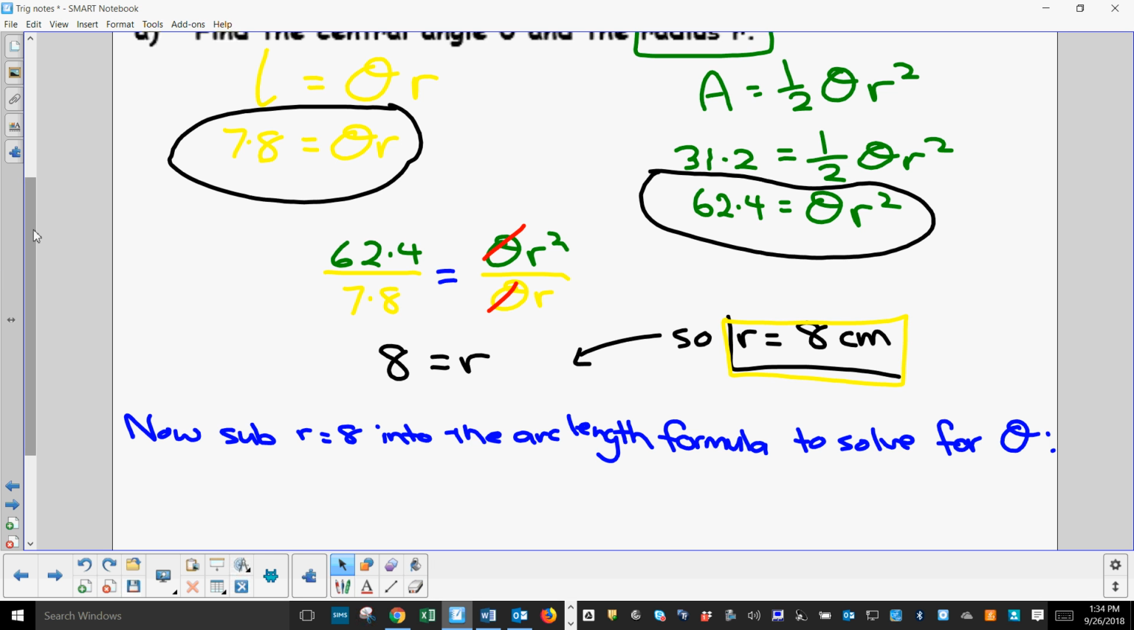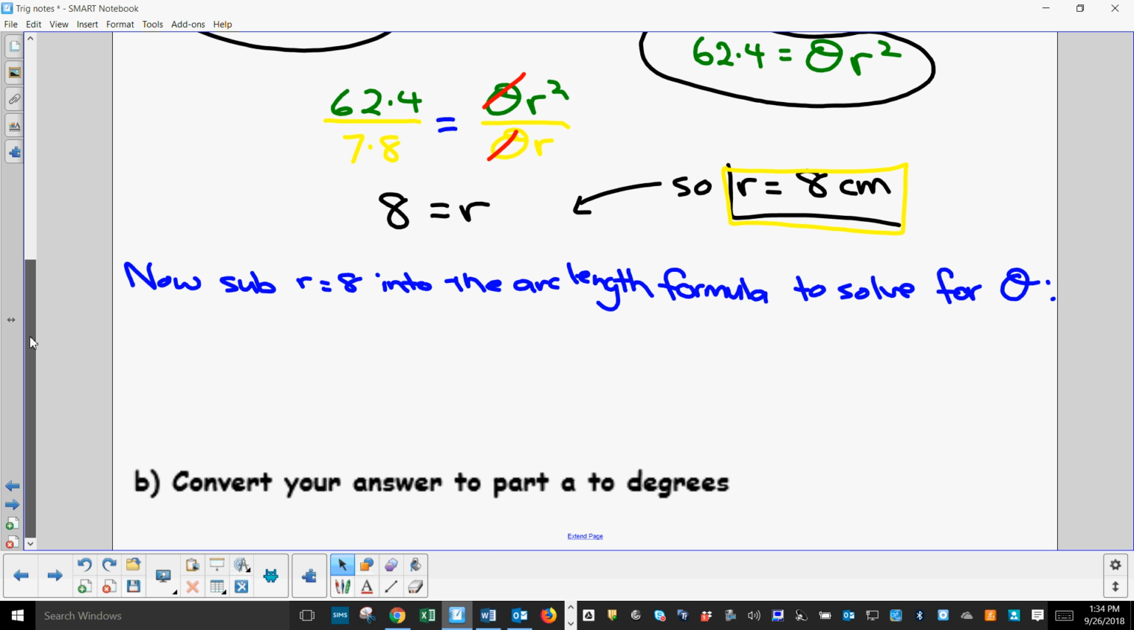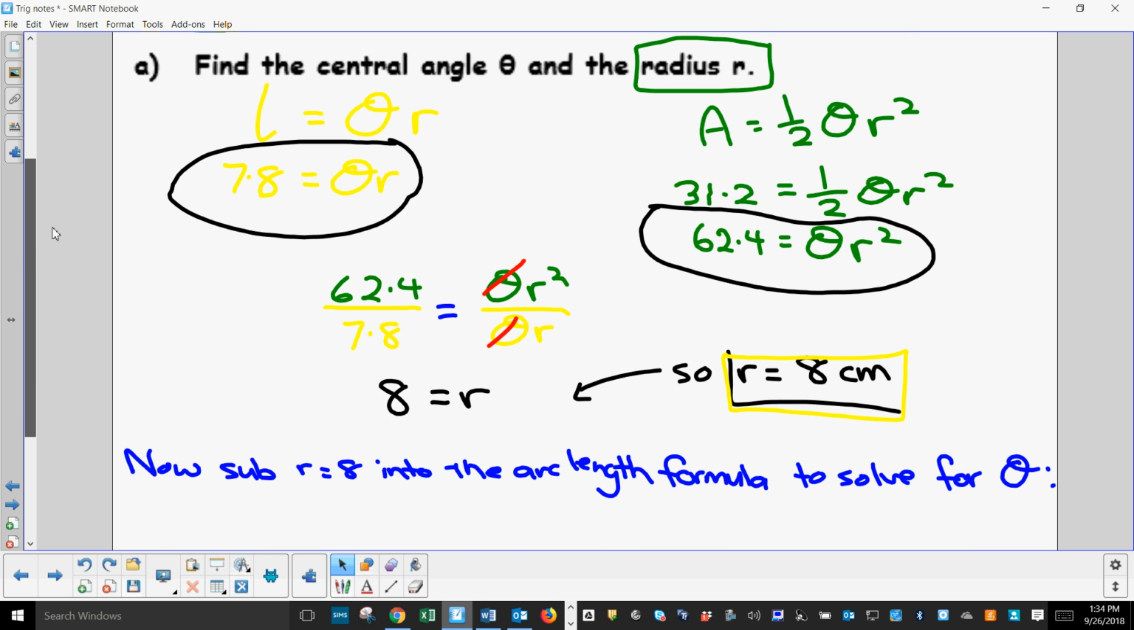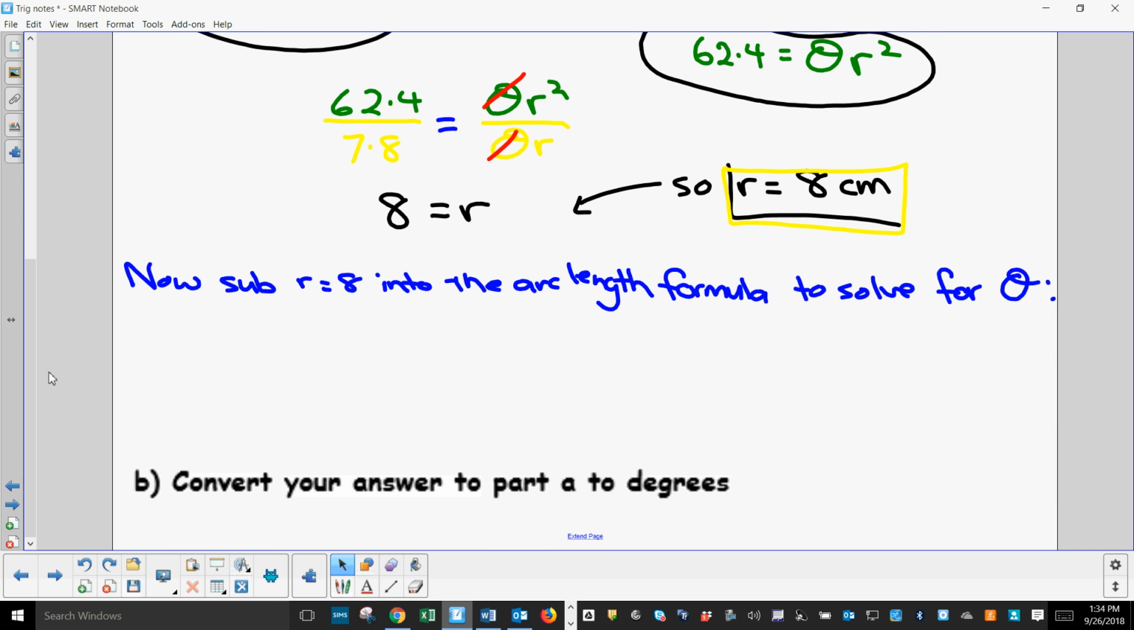And have I given you much space? Okay, good. So it was 7.8 equals theta r. If you want, just remind yourself what it was. Yeah, 7.8 equals theta, and we know that the radius is 8. So we're just plugging it into the yellow formula above.